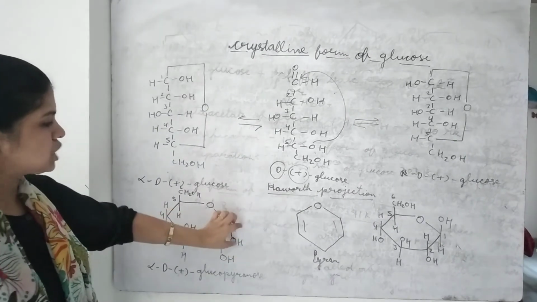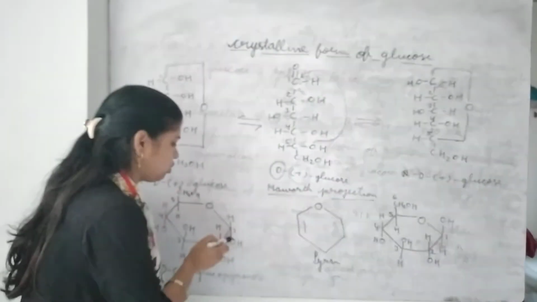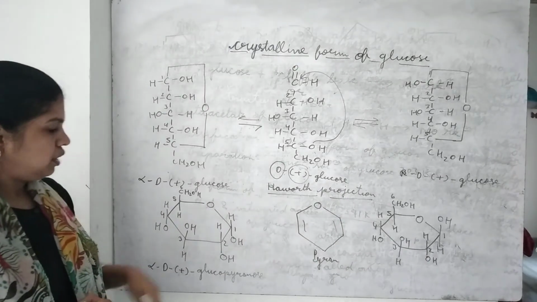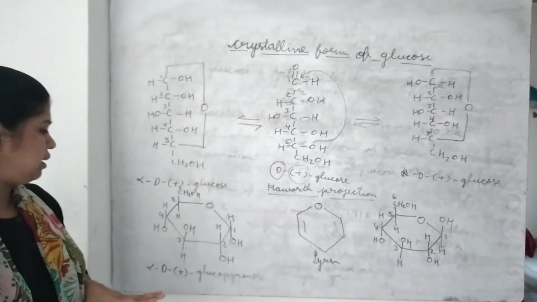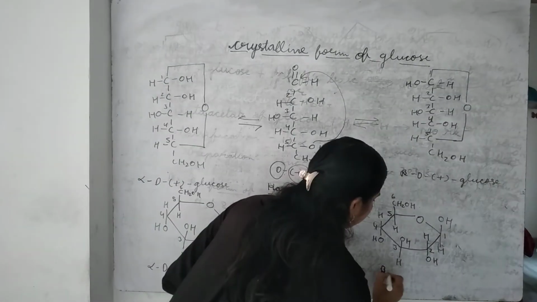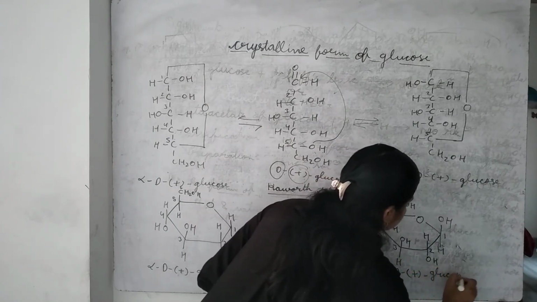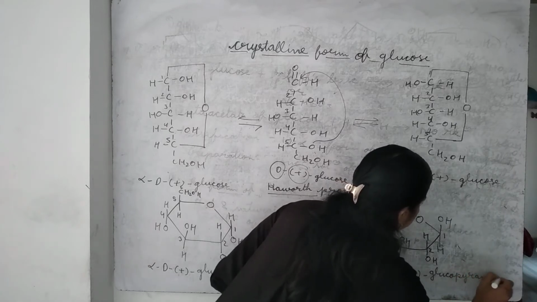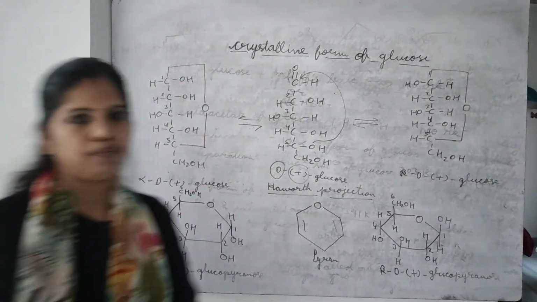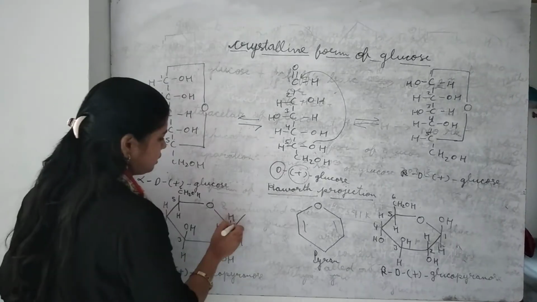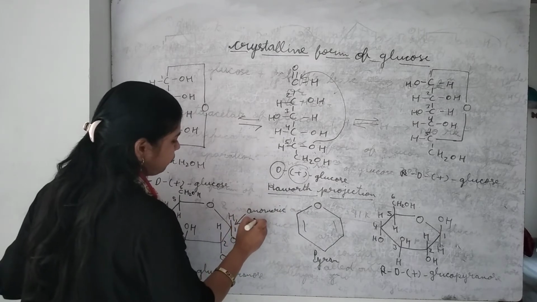Look here, this is first carbon atom, and here also this is first carbon atom, and only the position of OH group differs. In alpha D glucopyranose, OH is on right hand side, and in beta D plus glucopyranose, OH is on left hand side. That is why it is upward. So this first carbon atom, it is known as anomeric carbon atom.